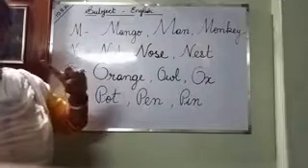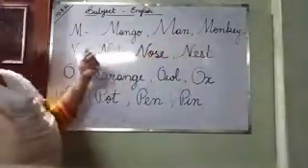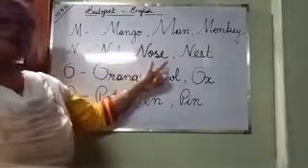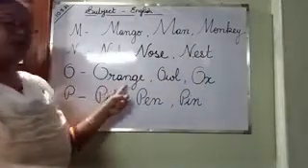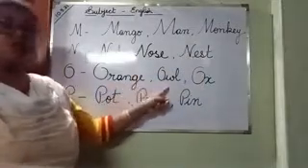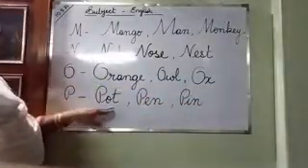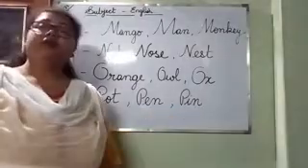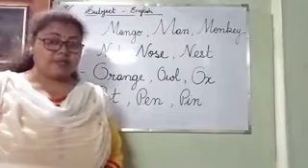One more time I am saying. M for mango, man, monkey. N. N for nail, nose, nest. Then O. O for orange, owl, ox. And P for pot, pen, pin. Okay? You will learn this. Now come to our cursive.